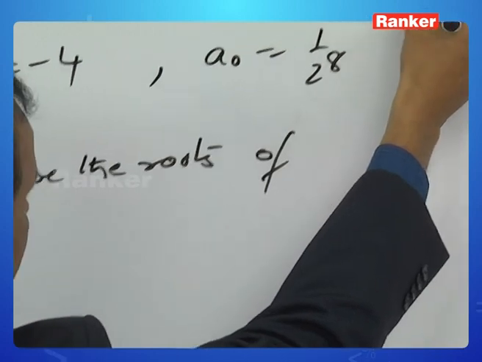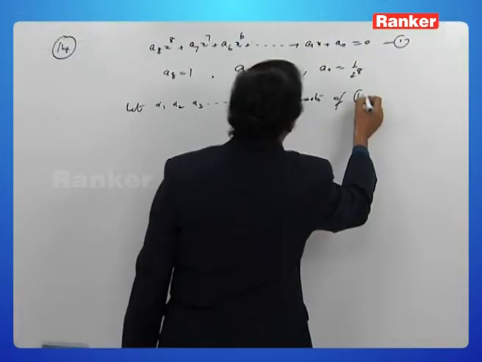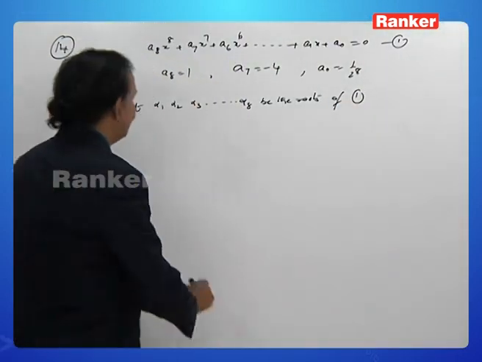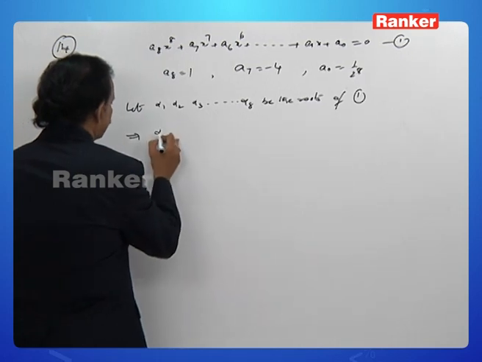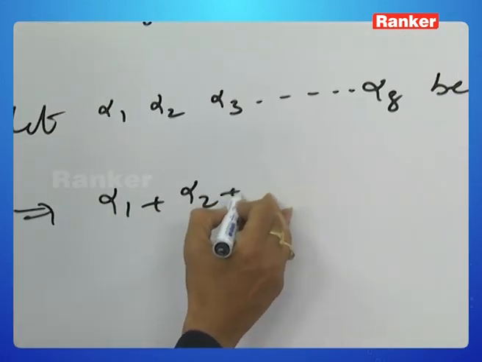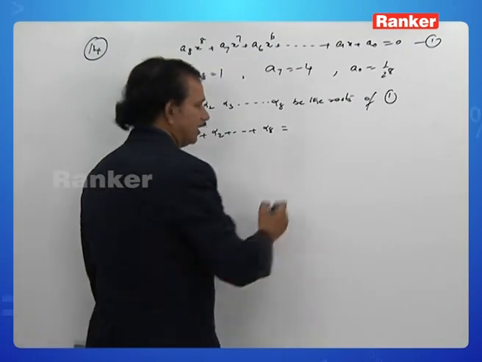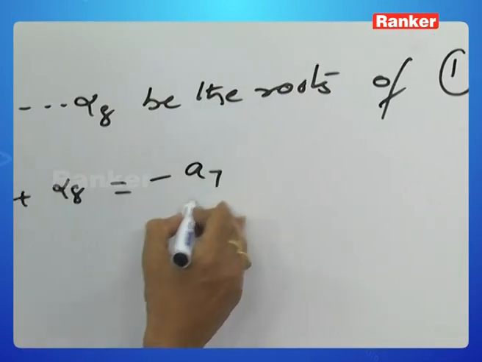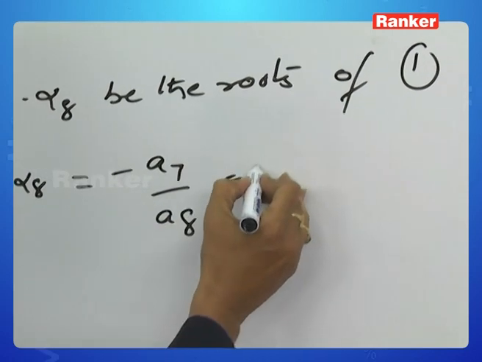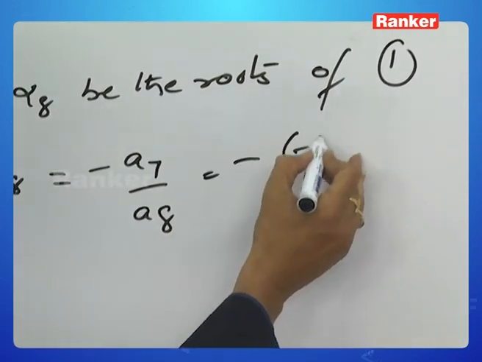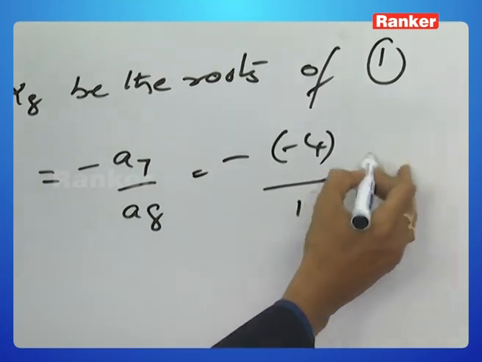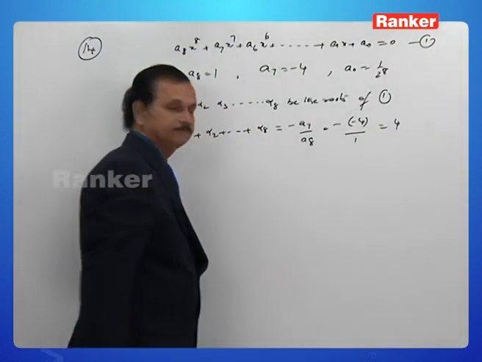Let me name this given equation to be equation 1. What is the sum of the roots? Alpha 1 plus alpha 2 plus alpha 3 plus etc. alpha 8 is equal to how much? Minus A7 by A8. What is A7? Minus 4. What is A8? 1. So this is 4.